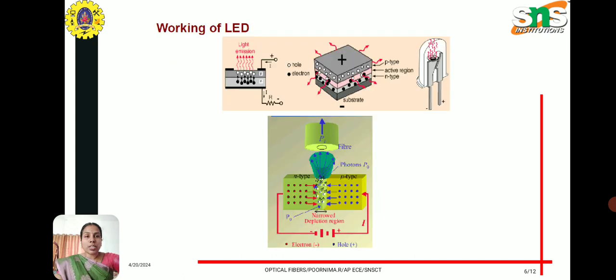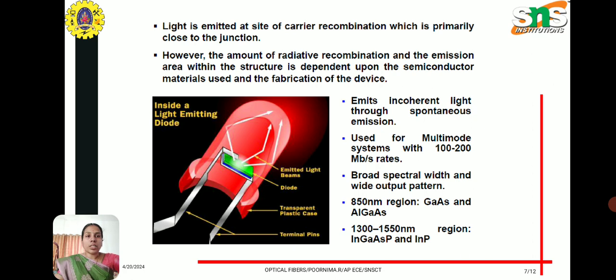Working of LED: when the PN junction is forward biased as shown in this diagram, the electrons and holes recombine in the active region to emit light. Light is emitted at the site of carrier recombination, which is primarily close to the junction. The amount of radiative recombination and the emission area within the structure depend upon the semiconductor materials used and the fabrication of the device. It emits incoherent light through spontaneous emission.